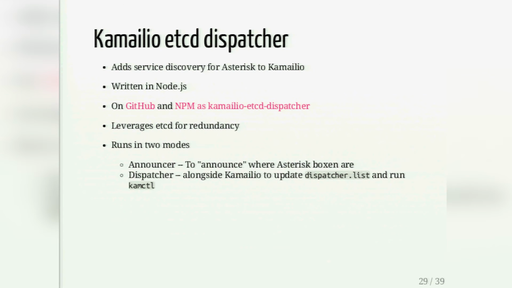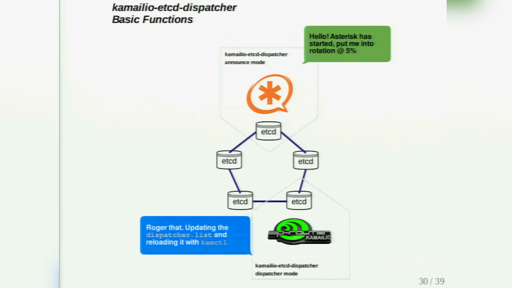So if we've got an etcd cluster and we've got an Asterisk instance up, that Asterisk instance will come up with the Cometelio etcd dispatcher, and it'll say, hello, I'm Asterisk. I'm over here at this IP address, and I'd like to come into rotation at the load balancer at, say, 5%. And then sitting alongside Cometelio, we have the dispatcher version of this application saying, OK, gotcha. I'm going to put you into rotation at 5%.